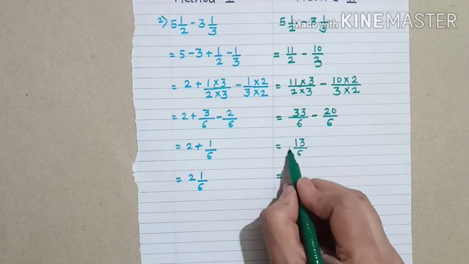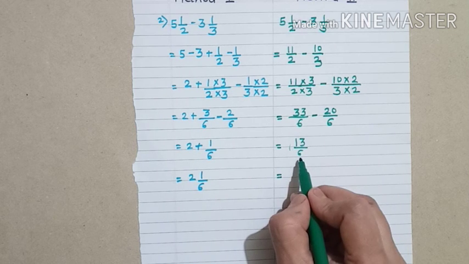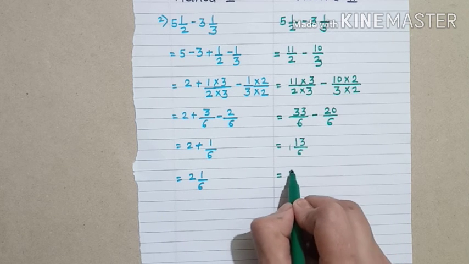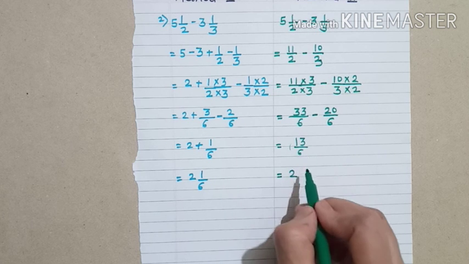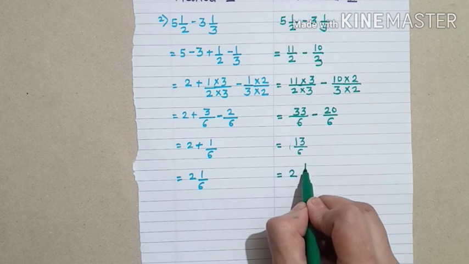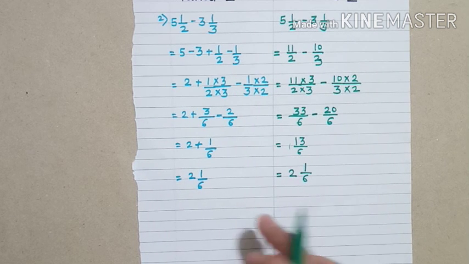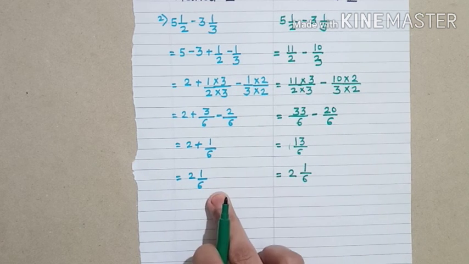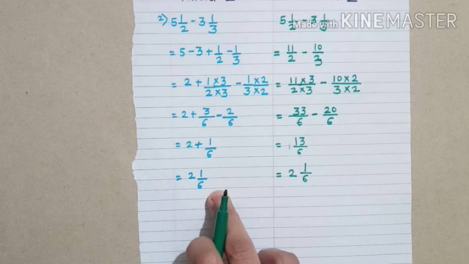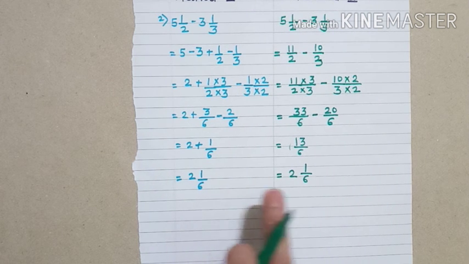Now convert this improper fraction into a mixed number. So 6 2s are 12. The remainder is 1 upon 6. So students, look, the answers are the same. So thus we can subtract these mixed numbers by any one method.